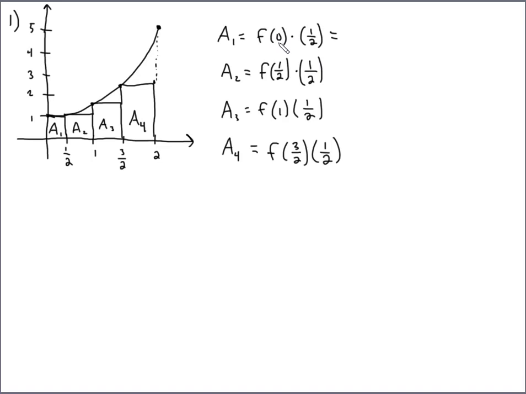So f of 0, that's the output we got at 0. Remember what this function is: f of x equals x squared plus 1. So if we plug in 0, the left endpoint, we get 1. This is 1 times 1/2, so that's 1/2. F of 1/2, that's the left endpoint of the second subinterval. We get that by plugging it into the function. So 1/2 squared is 1/4, plus 1 is 5/4. Multiply that by the half, and you get 5/8 for that.